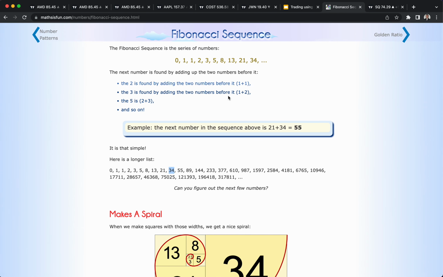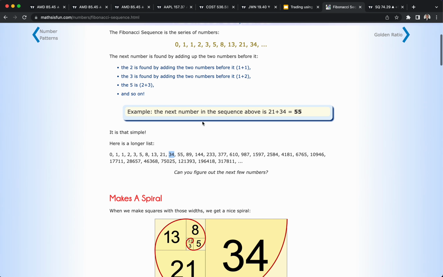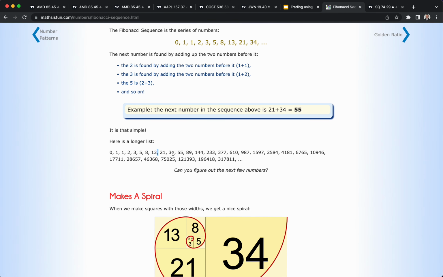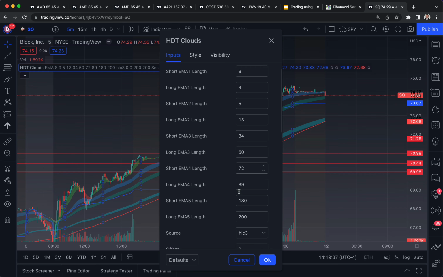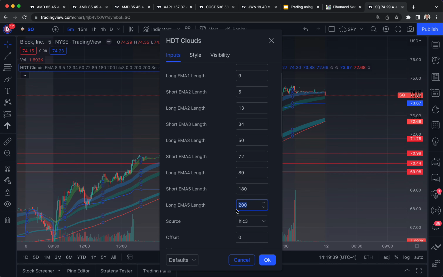The Fibonacci sequence are just numbers that tend to work out really well. So the 5, the 13, the 34, the 50 or 55, the 89, right? These are basically a Fibonacci sequence. The only numbers here that do not match the Fibonacci sequence are going to be the 180 to 200 EMA. Now, the reason why I added these personally is because other traders use it and it works out really well. And I'm going to show you why it works out really well in the next couple minutes.